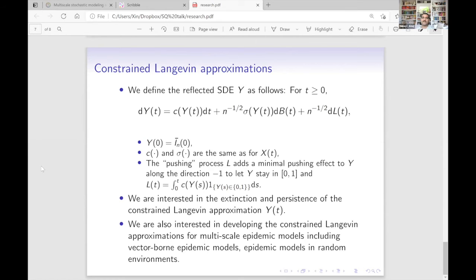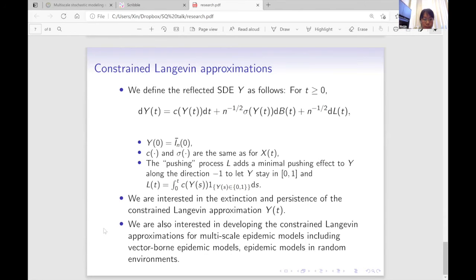In that case, the boundary would be more like planes. Yeah, it will be like the boundary of an orthant. Right.